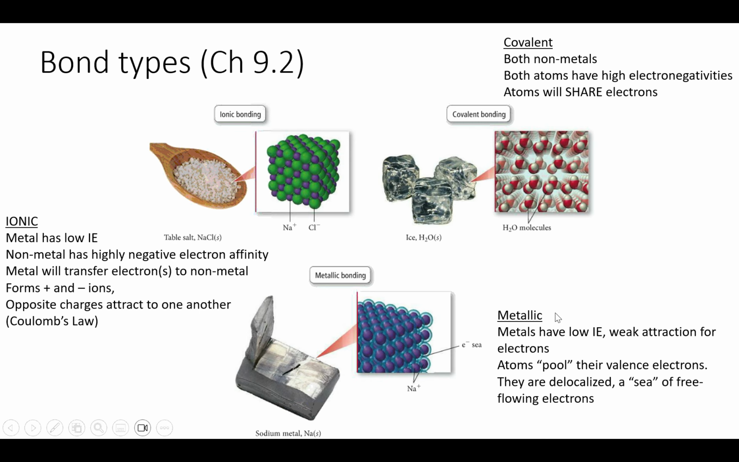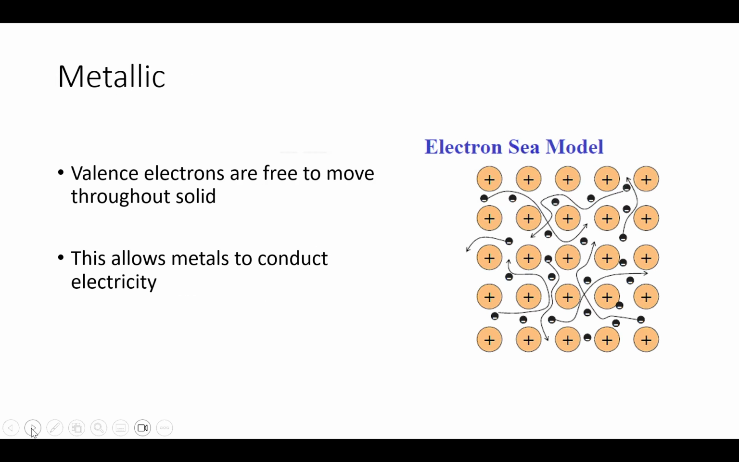So you have a bunch of metals together. Metals all have low ionization energies. They've got weak attraction for their electrons. So what happens in metallic bonding is a little different. There's not a transfer or like direct sharing of electrons. The atoms kind of get together and pool their valence electrons together. We say the electrons are delocalized, or that there's a sea of electrons.